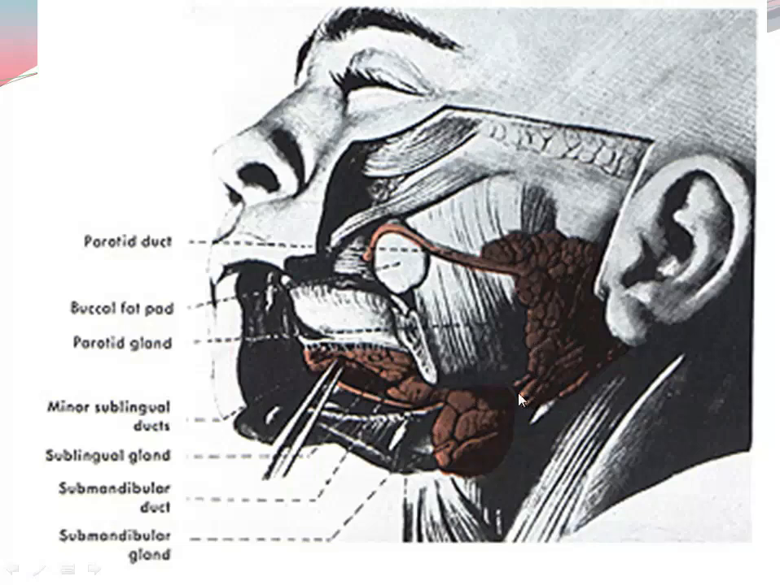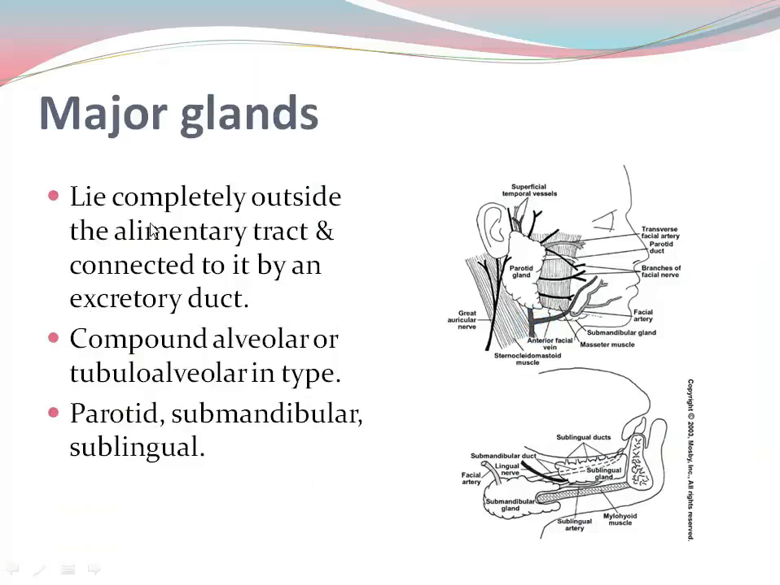All these are salivary glands pouring their salivary secretions into the mouth. Their location is completely outside the alimentary tract. Though they are associated with the digestive system, they are not located inside the digestive tract. Their location is altogether outside, and through the ducts they are connected with the alimentary canal. Here you can see a lot of blood. These ducts open and pour their secretion into the mouth, and that way they are connected with the digestive system.